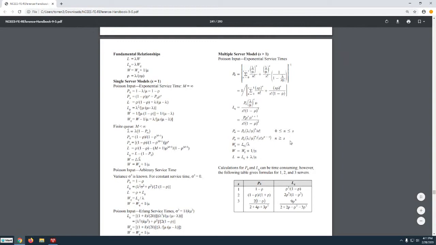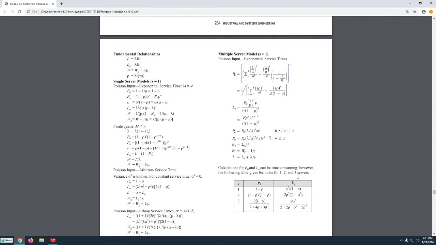Again, for your test, you won't be given a large number of servers. The good news is it has already listed the probability calculation for 1, 2, 3 servers. So you can check the table here. P0 for 2 servers is this one, (1 minus rho) over (1 plus rho). And then for P1, you need to go back to here. Okay, this one.